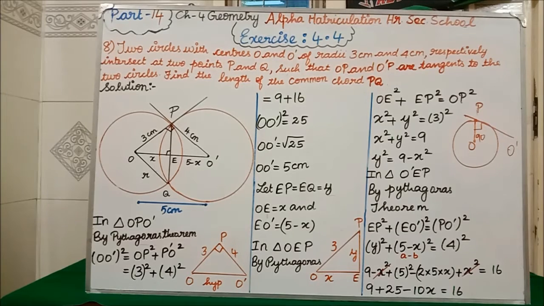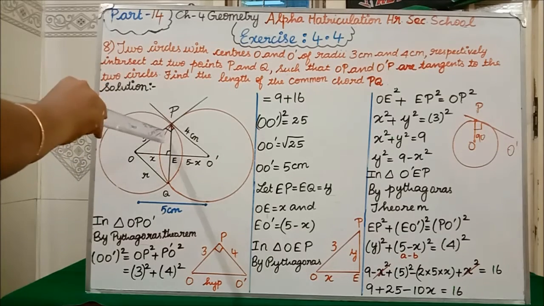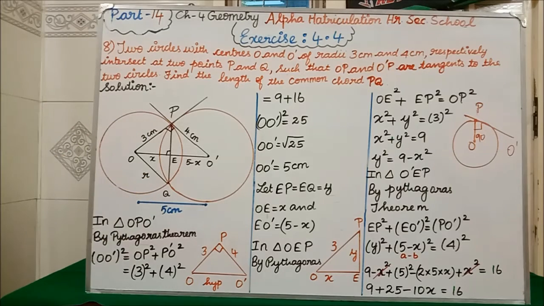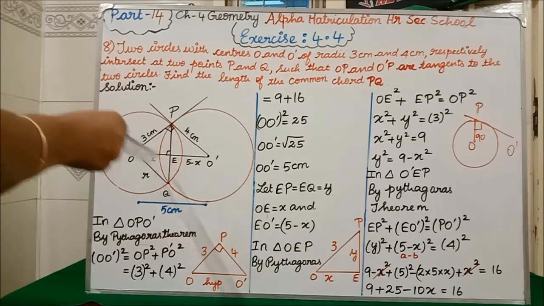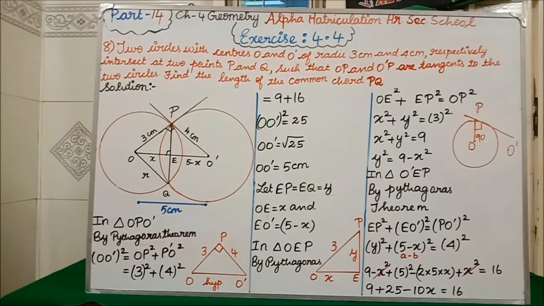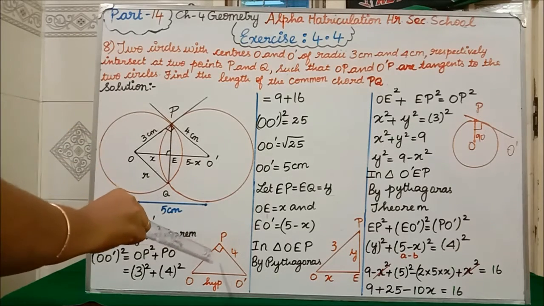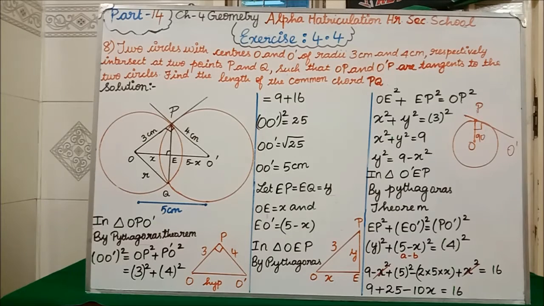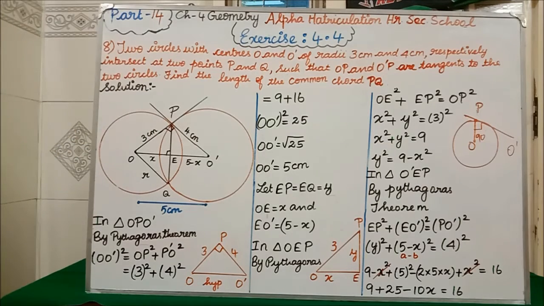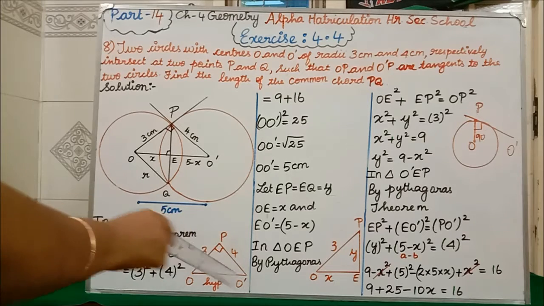Clear? First I am going to take this full triangle O, P, O dash, where P is 90 degree. I have drawn the triangle separately here. O to P is the radius, we know 3 centimeter. O dash to P is the bigger radius, 4 centimeter. Opposite to 90 degree is the hypotenuse, so we have to find the hypotenuse, O to O dash.